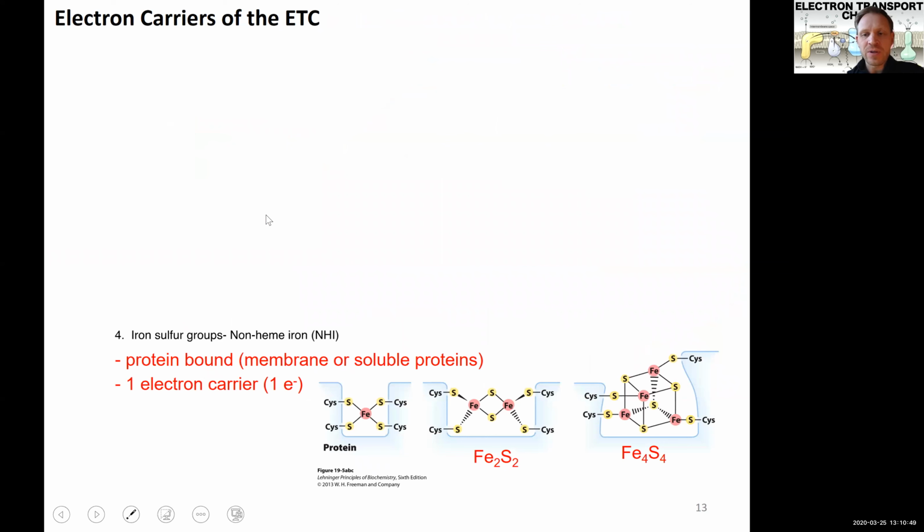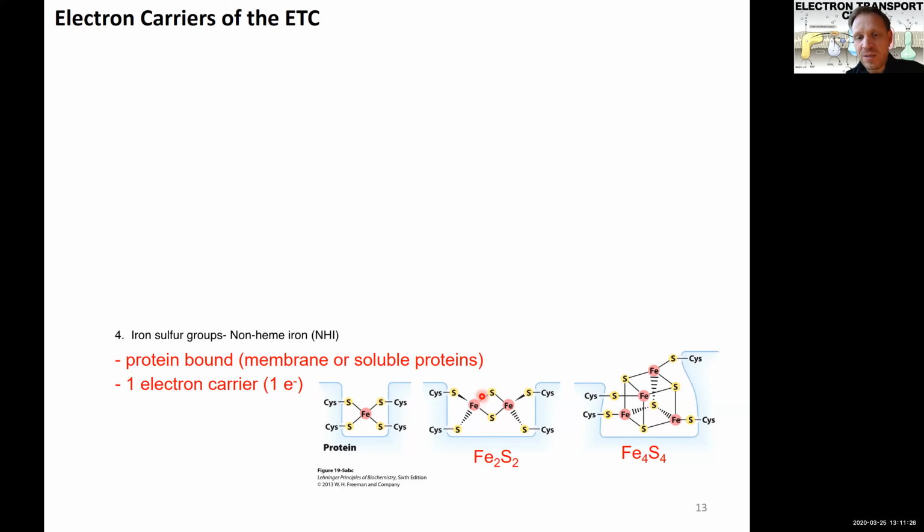Right, the next carrier, we're not quite done yet. The next carrier we actually see are iron sulfur groups, also called non-heme irons, but mostly you can remember them as iron sulfur groups. There are many of these, and I have some schemes right down here. The key part is this iron atom in the middle. This iron atom in the protein, they're always protein bound electron carriers. The sulfhydryl groups of the cysteine amino acids are coordinating the iron atoms and keep them in place.